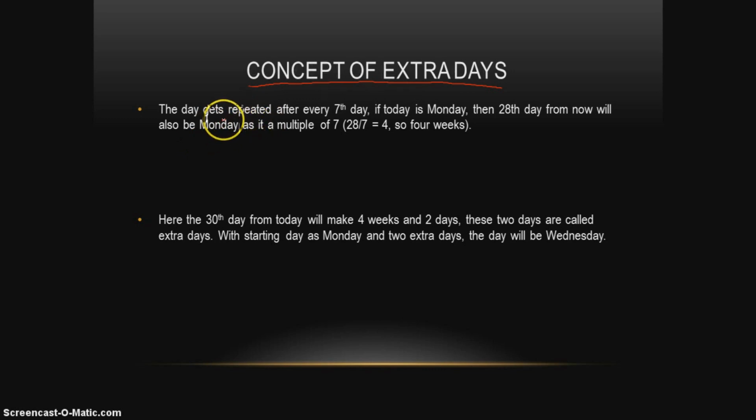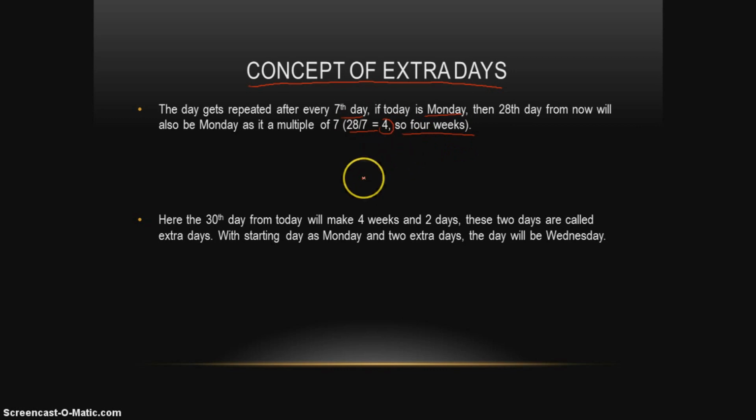So we all know that a day gets repeated after every 7th day. That is, if today is Monday, then the 7th day from now, 14th day from now, 21st day from now, and 28th day from now will also be a Monday. Pretty simple. That is the concept of a week. Or we can directly say 28 by 7 equals 4, which is a whole number.